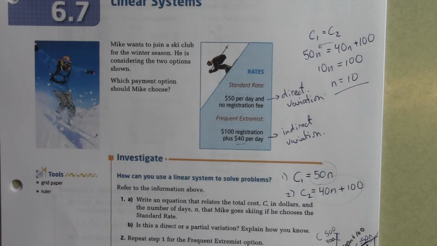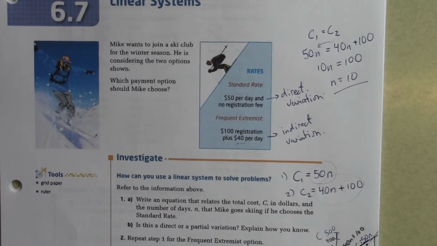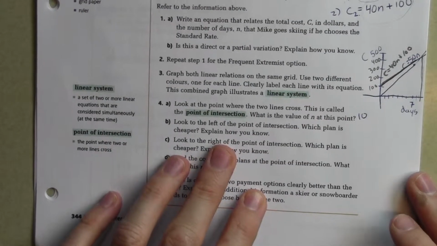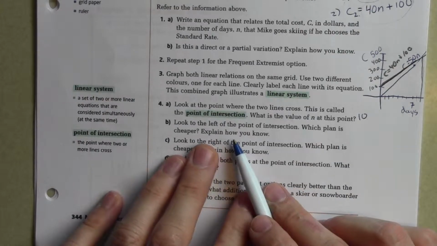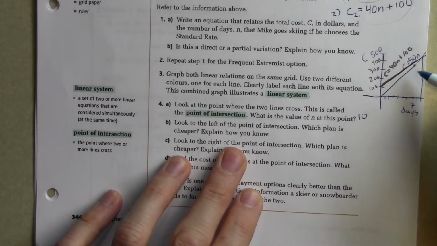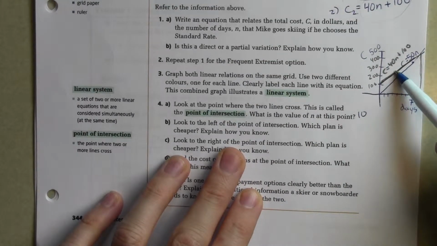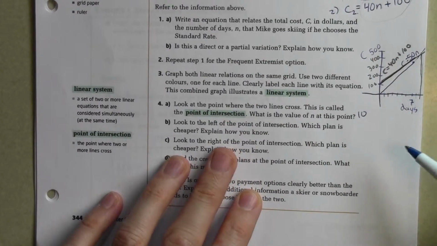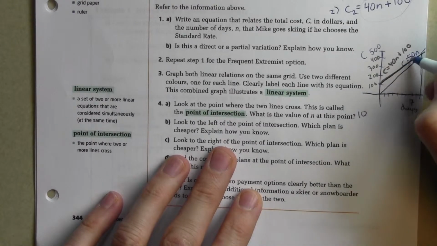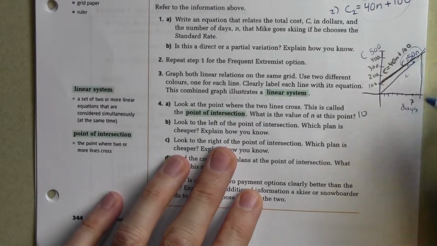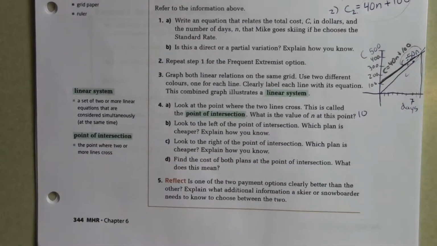Look at the point, this is called the point of intersection. What is the value of n at this point? So we said 10. Look to the left of the point of intersection. Which plan is cheaper? Explain how you know. So the left of the point of intersection, which one's cheaper? The blue one or the pencil color? Adam? Blue. And this is the direct or indirect? Direct. Yeah, direct. So the standard rate is cheaper if you go less than 10 days.